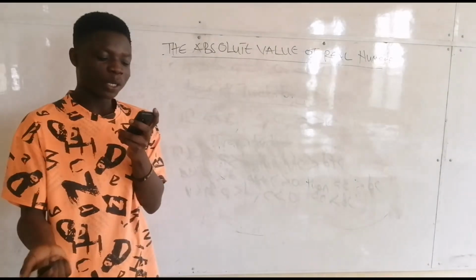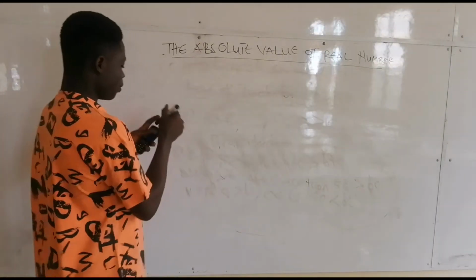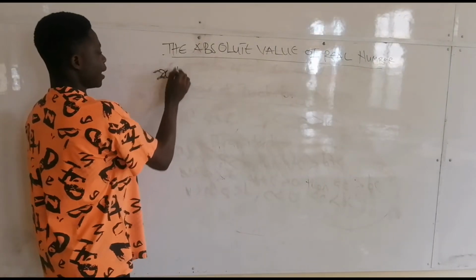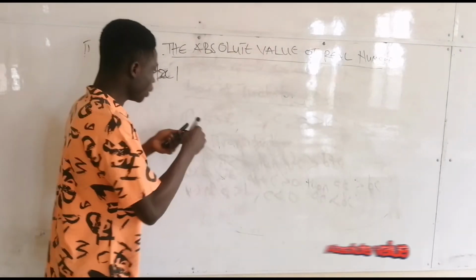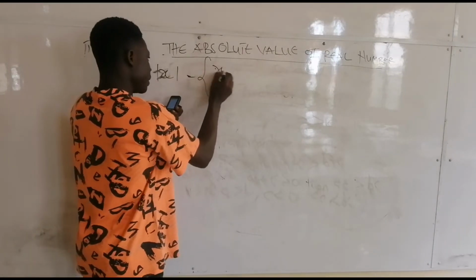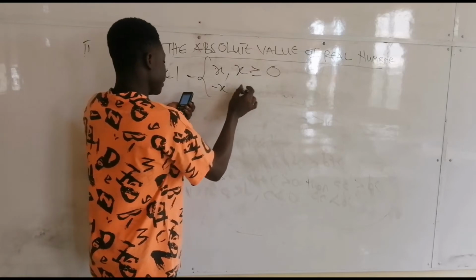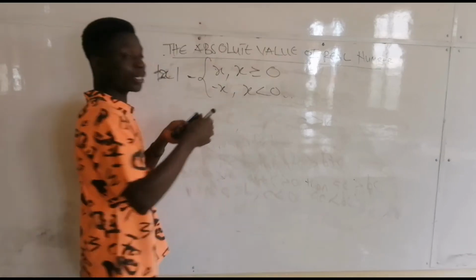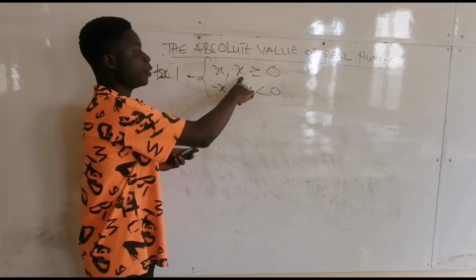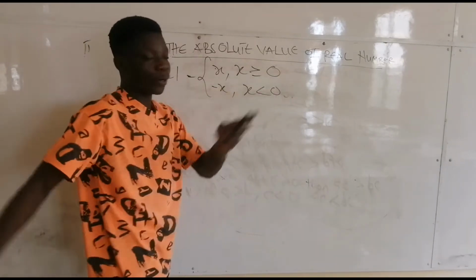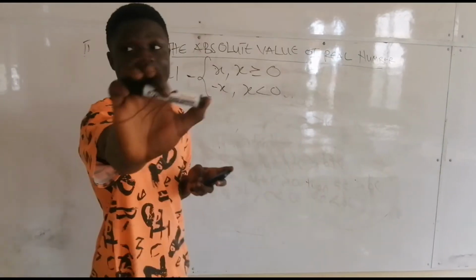Absolute value. What you must know with absolute value is that it is denoted by |x|, represented by x between two bars. When we talk about absolute value, we have some rules you must know. The absolute value of x is equal to x if x is greater than or equal to 0, and to negative x if x is less than 0. So these are the rules you must know. This is very simple to understand.